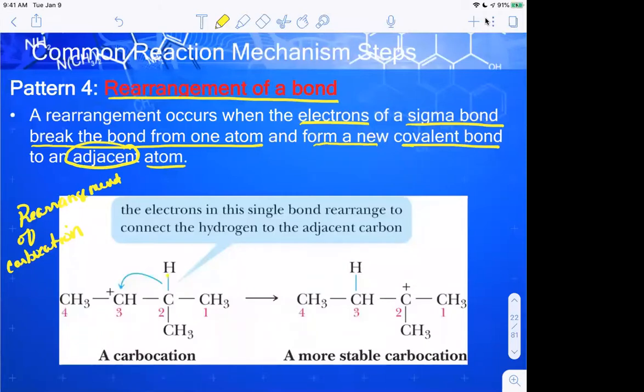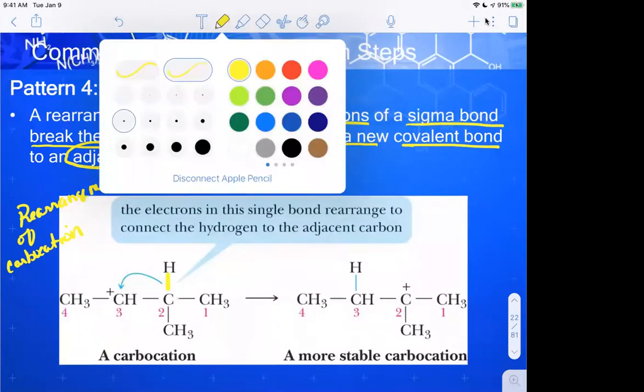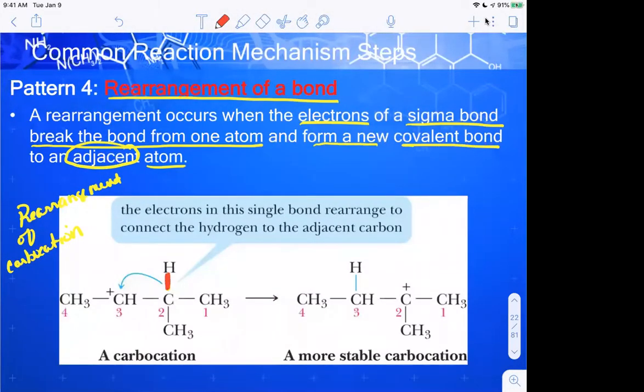So notice these electrons here, let me use this red pen. These electrons here are going to shift over to the adjacent carbon, and I actually just hop that hydrogen over. I shift that hydrogen to the adjacent carbon. So now this carbon is attached to this hydrogen, but I took those electrons away from this carbon. So this carbon is the new positive center of the carbocation.